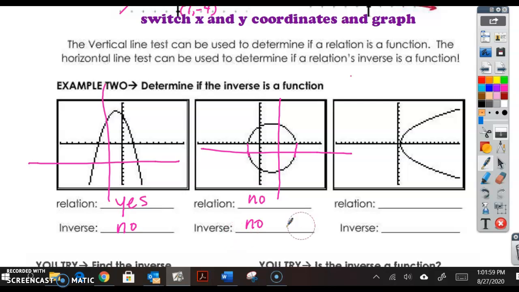And are there any functions here? Well, it doesn't pass the vertical line test, so this relation is not a function. But the inverse looks like it is.